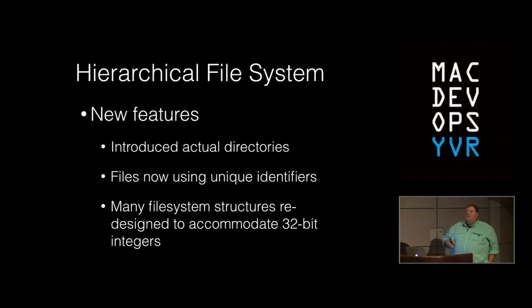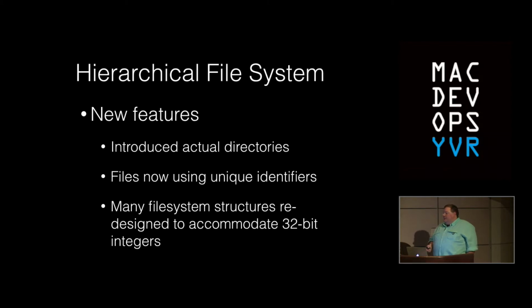And HFS also introduced new features, including actual directories stored in a hierarchy. Files were also now referenced by the file system with unique file identifiers rather than by the file names. And this allowed files to be named almost anything without losing track of which application was going to be able to open them. And the designers of HFS also redeveloped various file system structures in order to be able to handle these larger numbers, this greater storage.